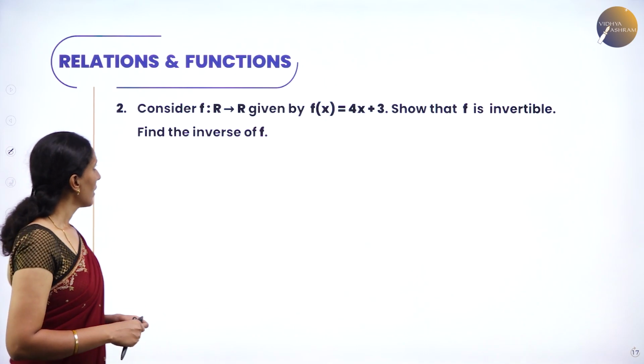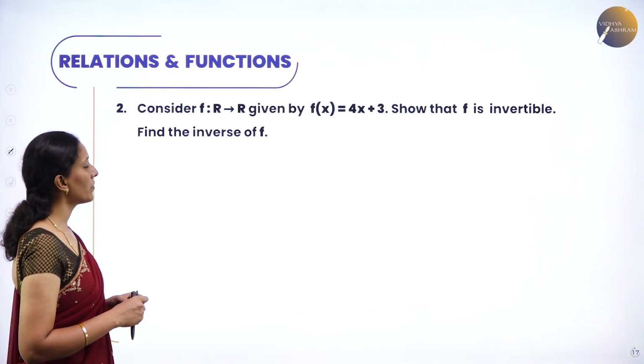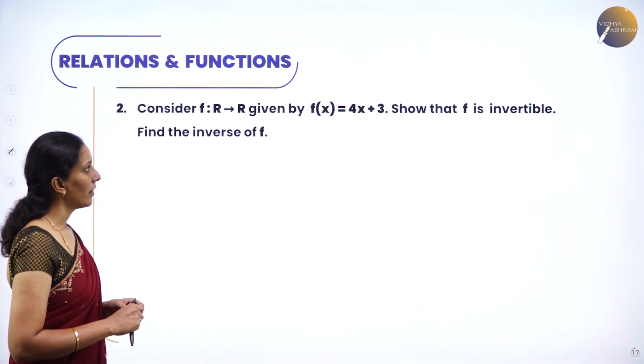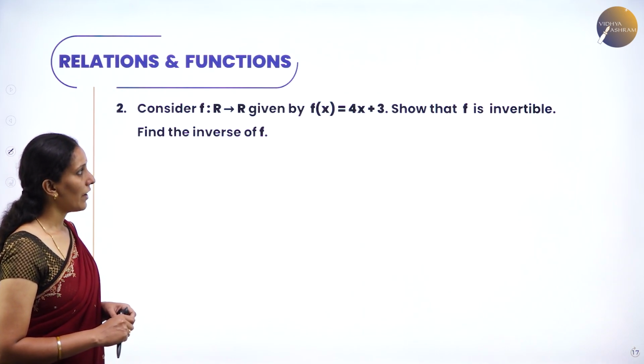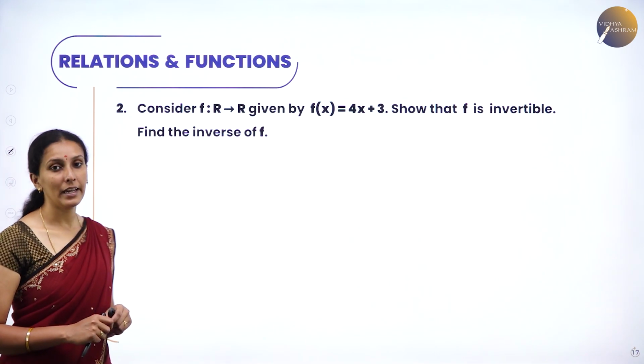Next we have, consider f, a function from the set of real numbers to real numbers, given by f of x is equal to 4x plus 3. Show that f is invertible. Find the inverse of f.